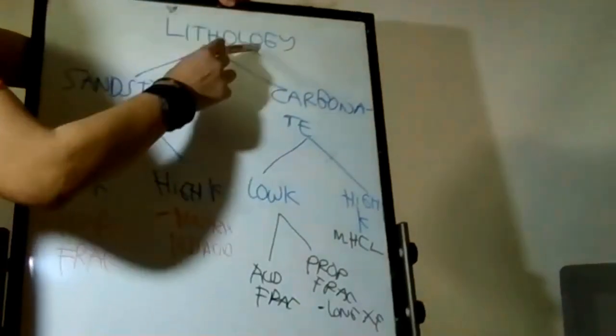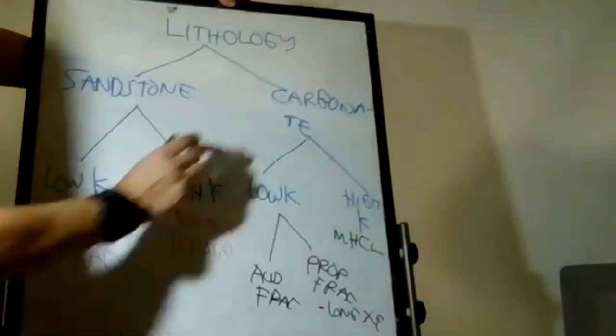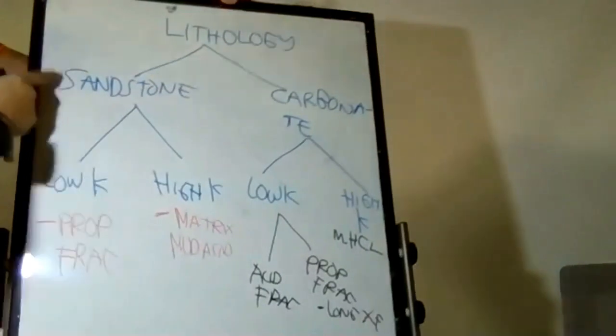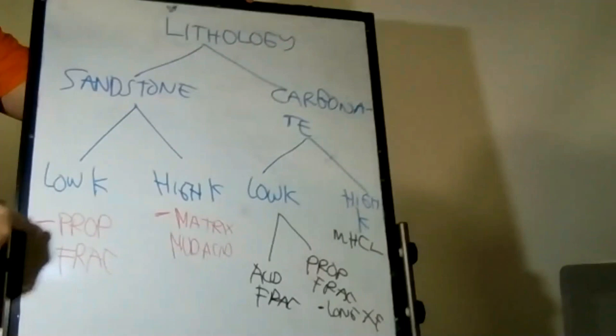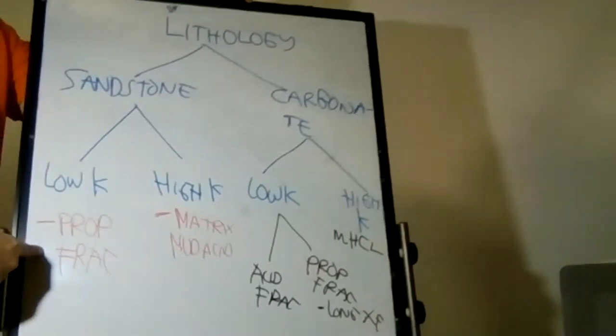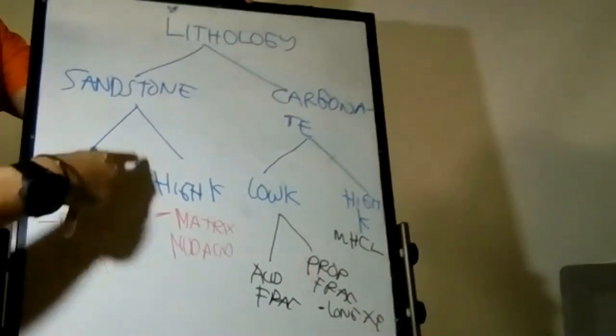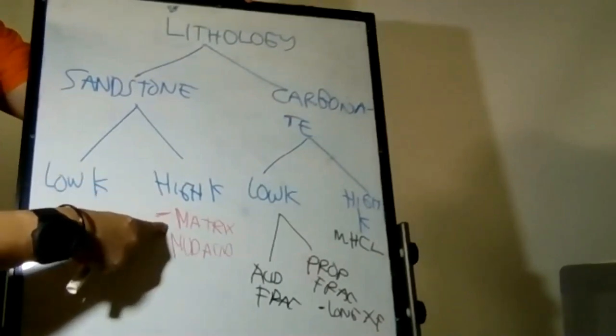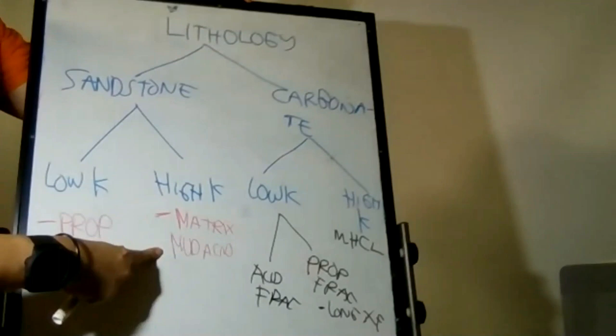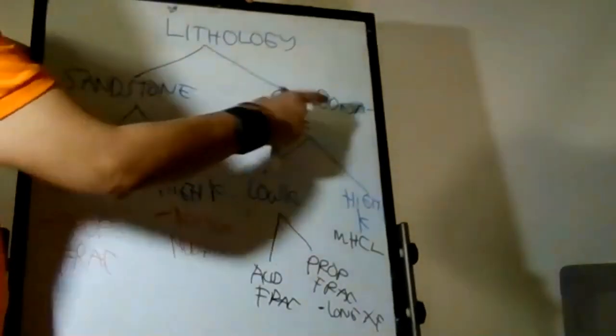Based on your lithology, you have sandstone and carbonate. Let me start with sandstone. When you deal with the sandstone reservoir and you deal with the low permeability, your option is proppant fracturing for the stimulation, right? When you deal with the high permeability formation, your option is matrix acidizing with mud acid, all right? Now you deal with the carbonate.